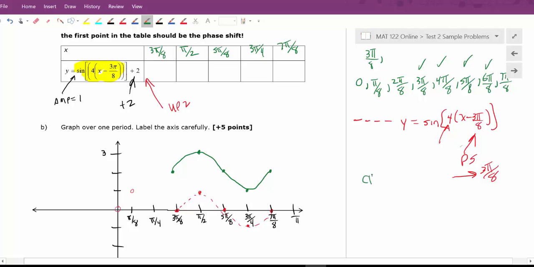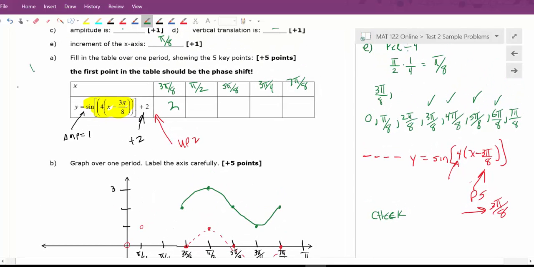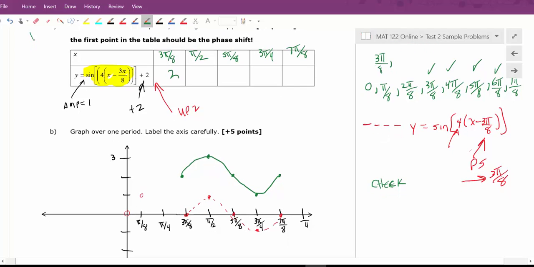Now, I can't emphasize enough, when you're doing these problems, the ability to check is really good. I mean, you can go ahead and fill your table of values out now. So 3 pi over 8, you got 2. Pi over 2, you're at 3. What in the world did I do? Okay, so at pi over 2, you've got 3. 5 pi over 8, you're 2. 3 pi over 4, 1. 7 pi over 8, 2, like that. Okay, so you've got those values on there now.